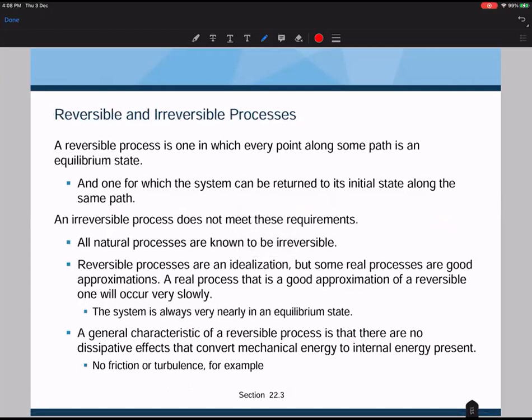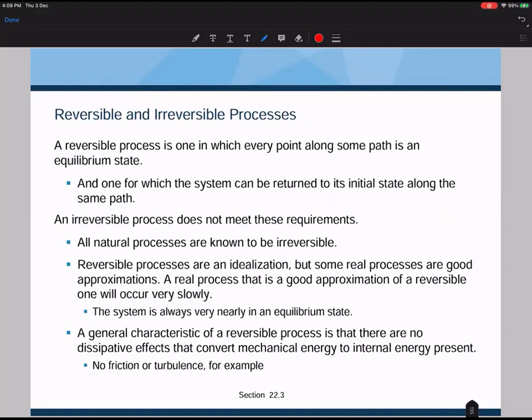The problem of not having 100% efficiency comes from the fact that many of the processes are simply not reversible, or irreversible. Now, a process is fully reversible only when it is in equilibrium.